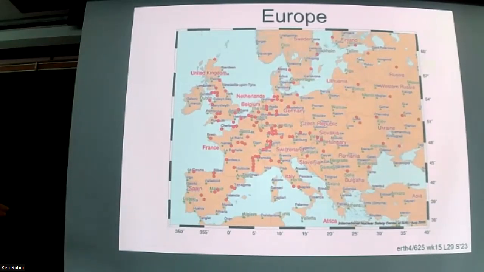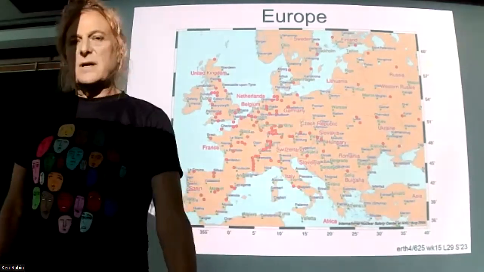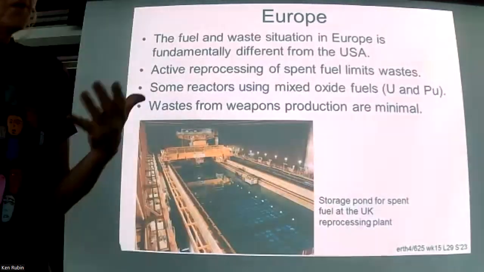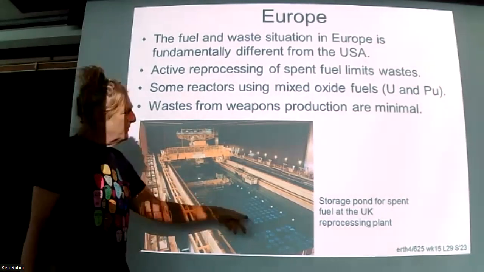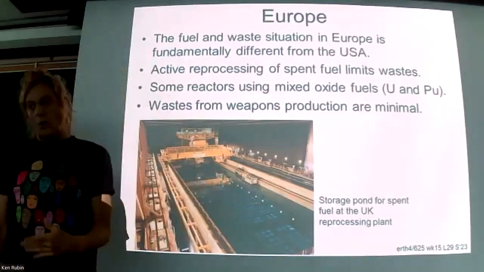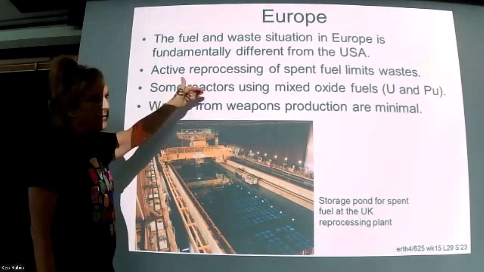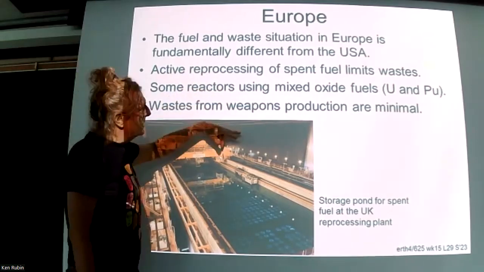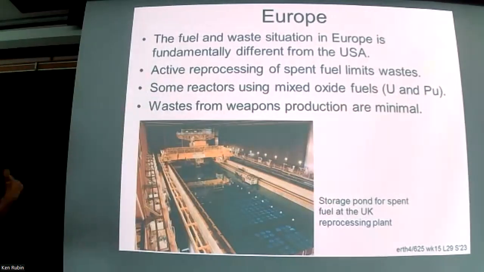And so France has a lot, Germany has a lot, England has a lot, and there are lesser amounts in other parts of Europe. The main distinction between Europe and the United States is that they do process their waste. So they generate a lot less of it. This is just a storage pond for spent nuclear fuel rods waiting to be reprocessed in the UK. And so the other distinction is that in the US, we mostly use just uranium as our fuel. In Europe, they use mixed fuels, uranium and plutonium. There's some plutonium that is obviously built up.